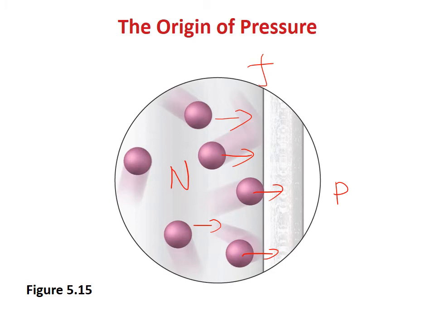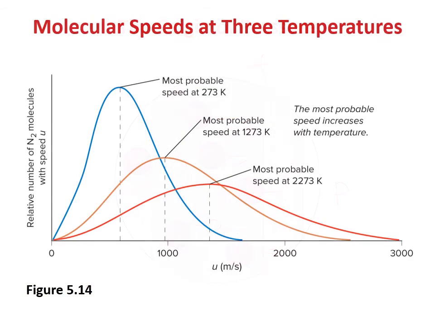It turns out that in a collection of particles, the speeds of these particles are not the same. Some move faster, some move slower. There's a distribution of the speed among these particles, which can be mathematically described by the Maxwell equation. This diagram shows the relative number of particles with a given speed. In this case, we use nitrogen as an example.